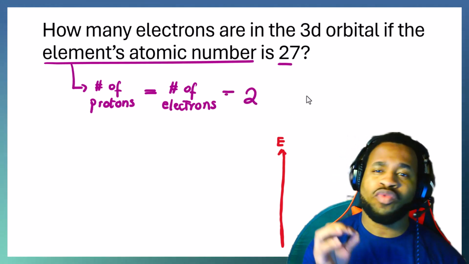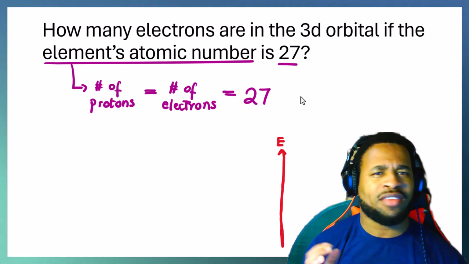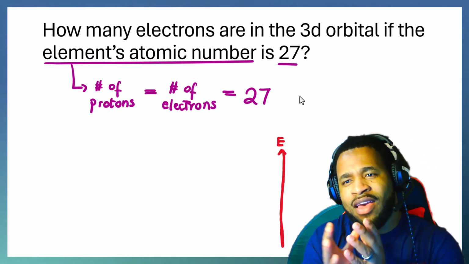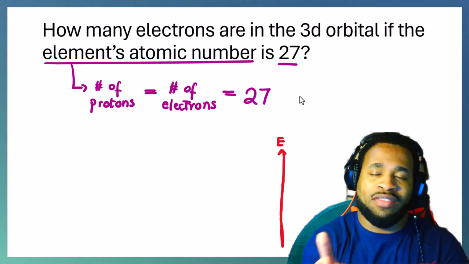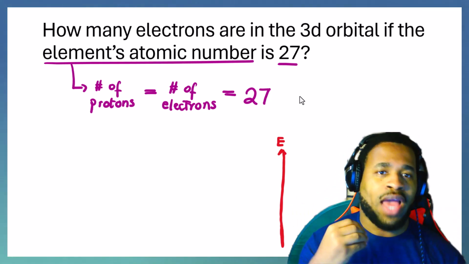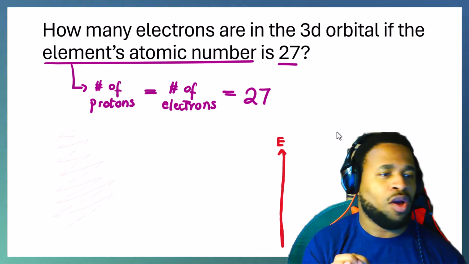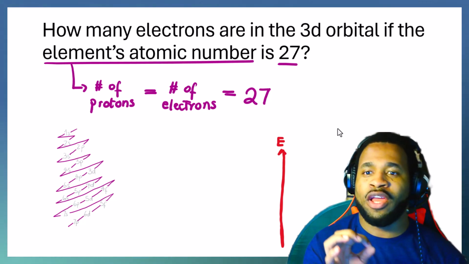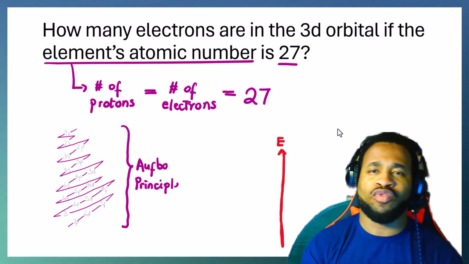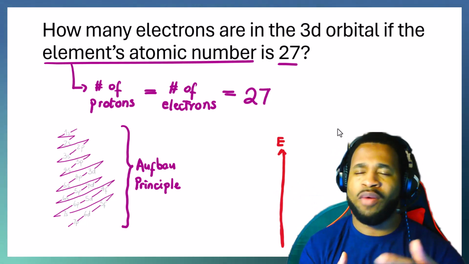In this case, the number of electrons based on this question is 27. Once we have this crucial idea, the next step is how we relate this number of electrons to the orbital, in this case the 3d orbitals. This is where a particular principle comes in handy, which is called the Aufbau principle. This looks at a specific rule, which is the n plus L rule. Now this comes in 2 forms.